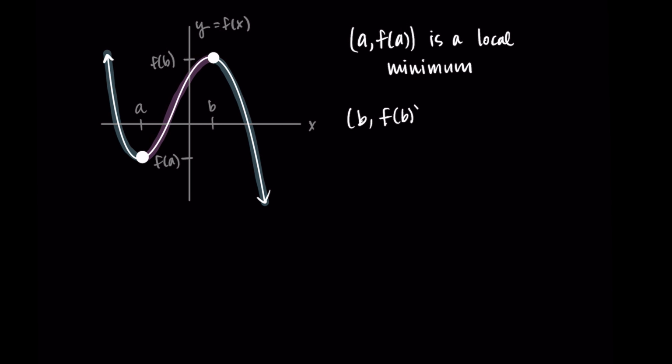Then similarly, we'd have a local maximum at b, f of b, and that's because at x equals b, the function is changing from increasing to decreasing. So b, f of b is a local maximum.